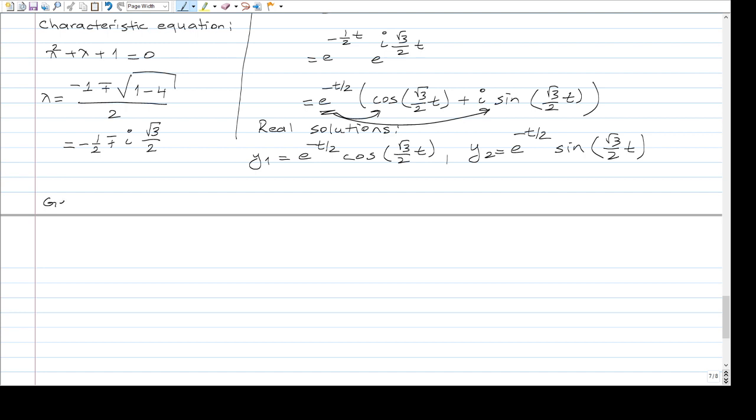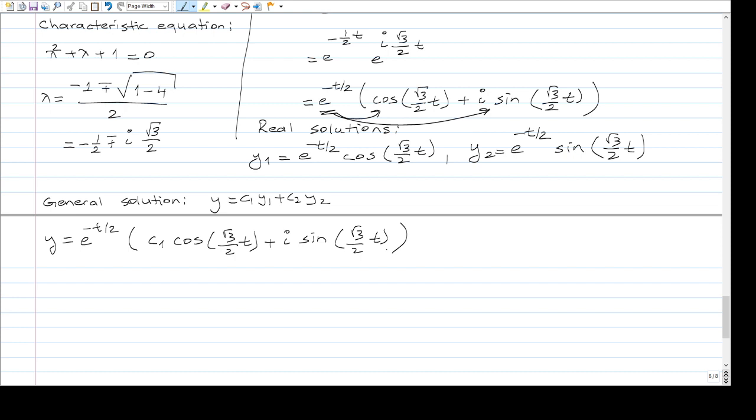And the general solution, y equals c1 y1 plus c2 y2. So, since both y1 and y2 have the exponential piece e to the minus t over 2, we get e to the minus t over 2 times c1 cosine of root 3 over 2 t plus c2 times sine of root 3 over 2 t. Here c1 and c2, again, can be any real number.